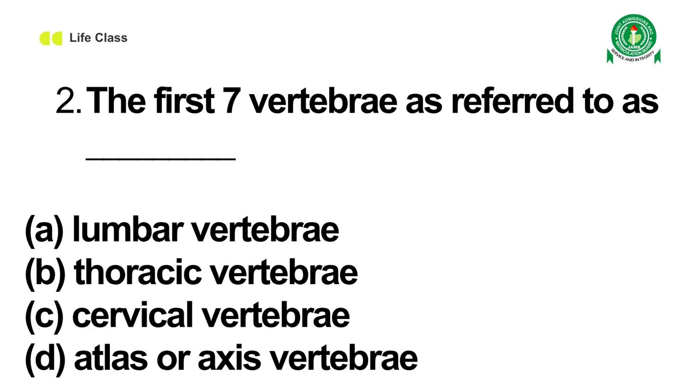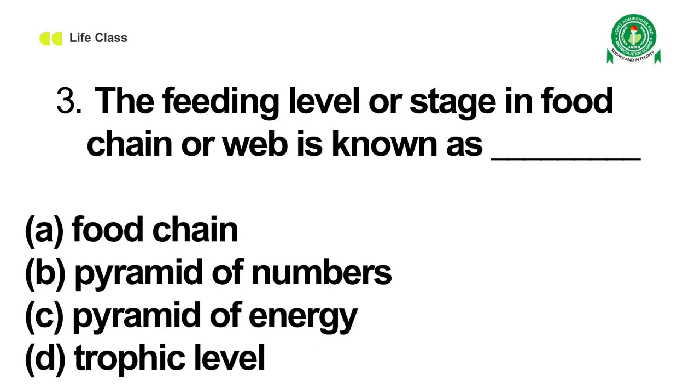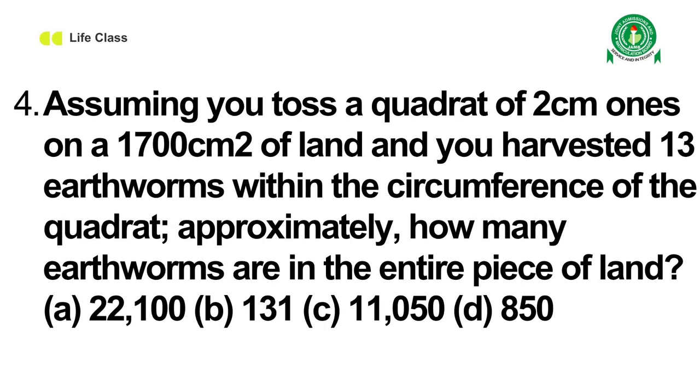vertebrae of the neck. The feeding level or stage in food chain or web is known as A. Food chain, B. Pyramid of numbers, C. Pyramid of energy, D. Trophic level. So the correct answer here is D. Trophic level.